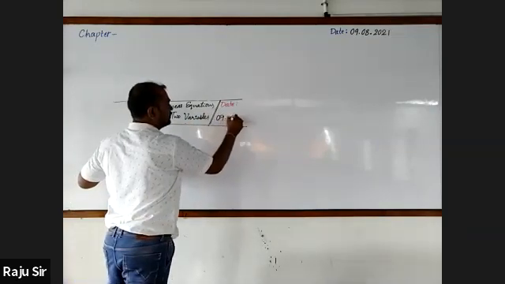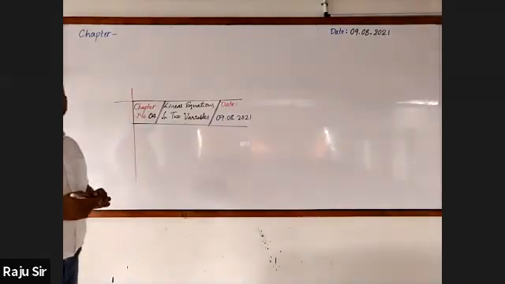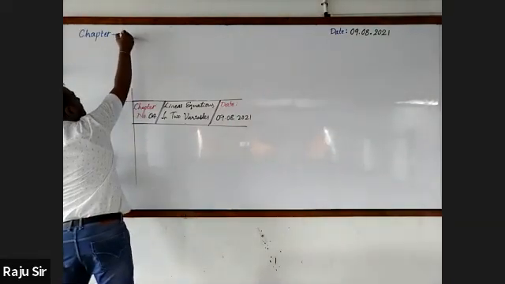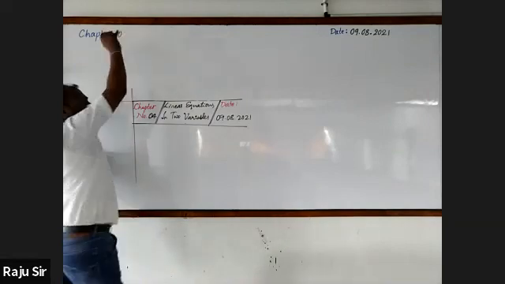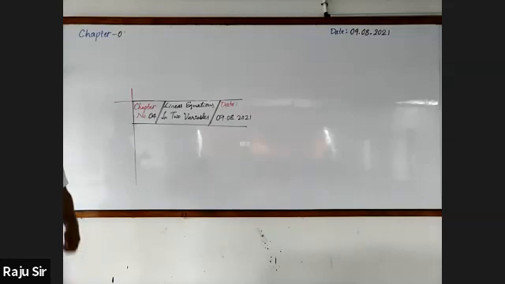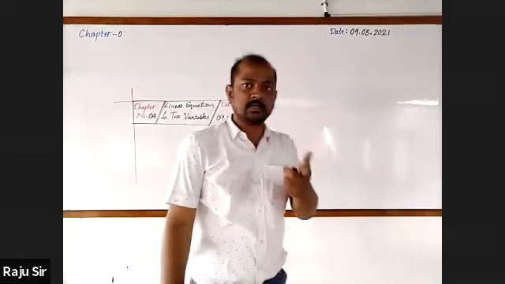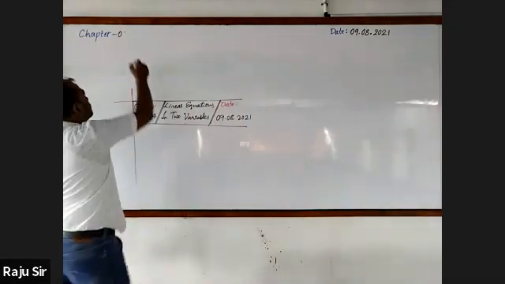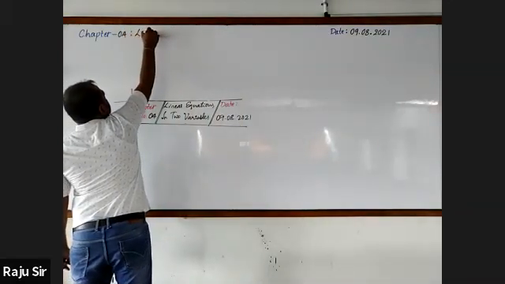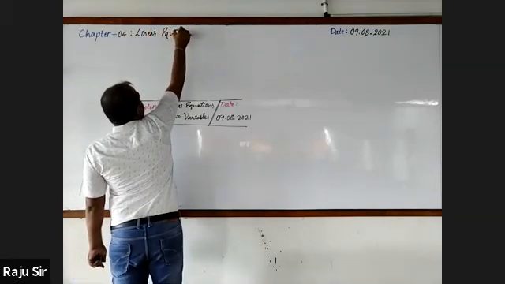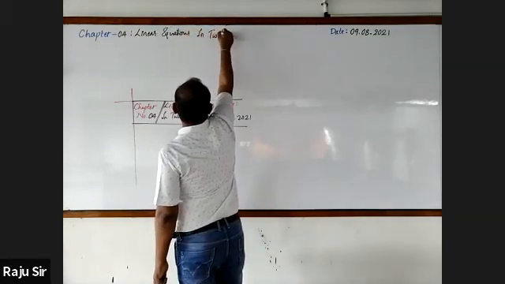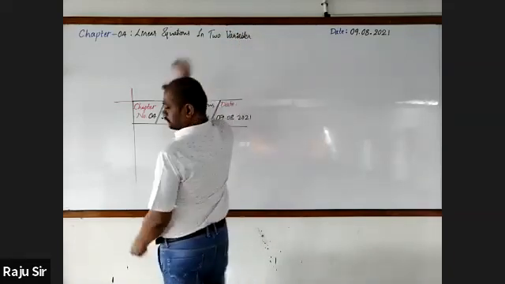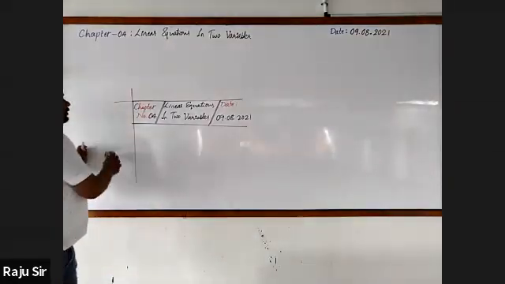Right, today's date is 9/8/2020. Chapter number 3 or 4? 4. No. First chapter is number system. Second chapter that we had covered is polynomials. Third one, coordinate geometry. Fourth, linear equations in 2 variables. Clear a bit?